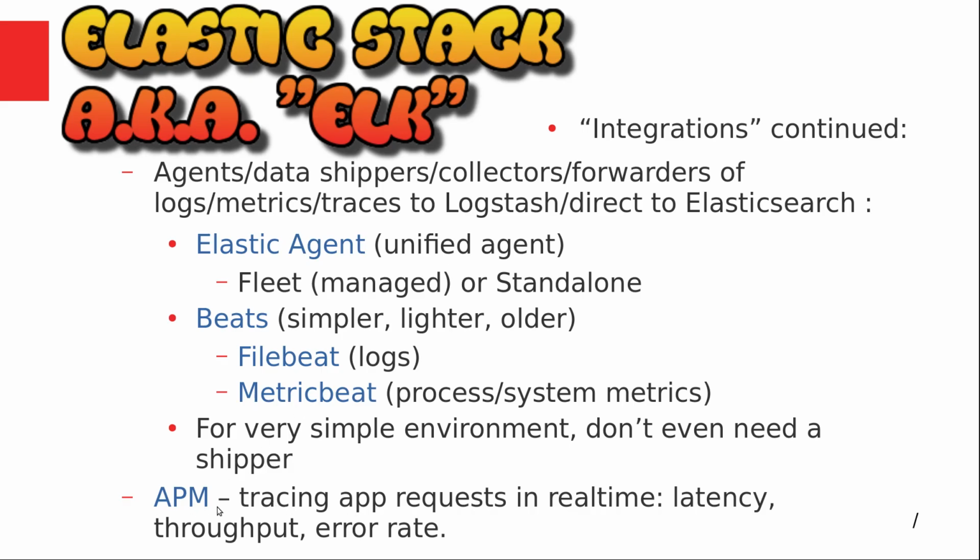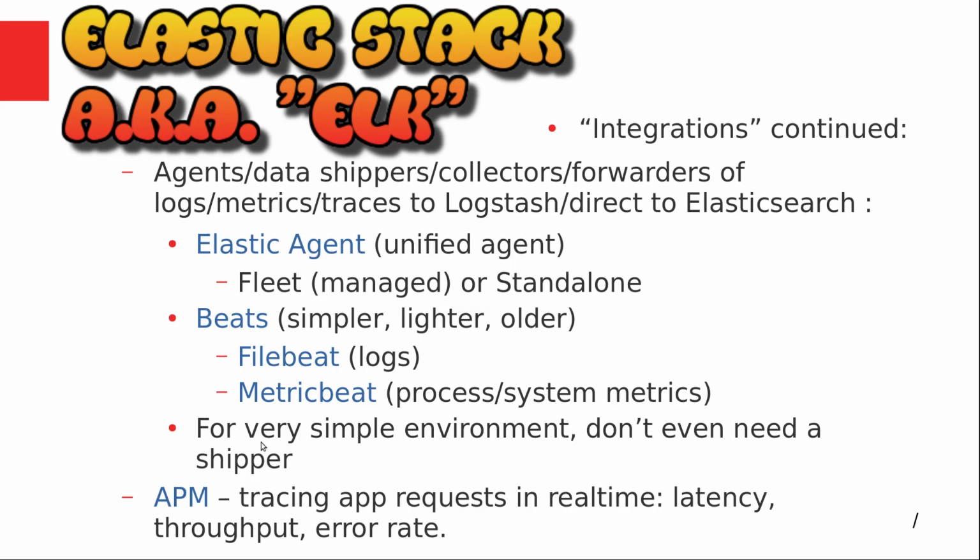APM tracing. APM is the integration. That's what they call it, APM. APM has a generic meaning as well, but they call their integration APM, and what it will do is trace app requests in real time. We mentioned this earlier: latency, throughput, error rate. I think it may do more. So APM technically, I think, stands for Application Performance Management. It's a broader field than just tracing, but tracing is a large part of it. And so in general, you can just know that for Elastic Stack, the APM integration is for tracing apps.